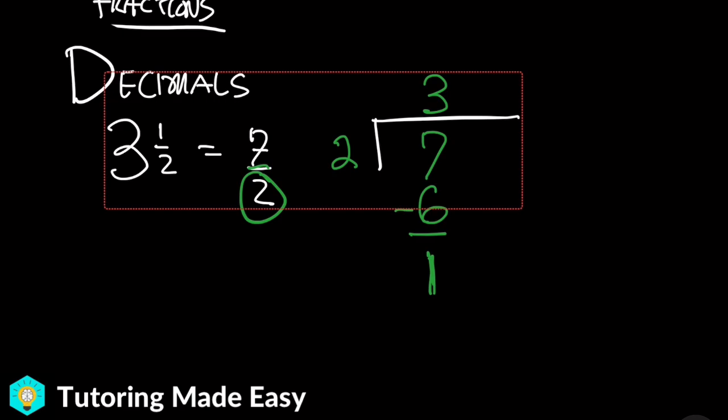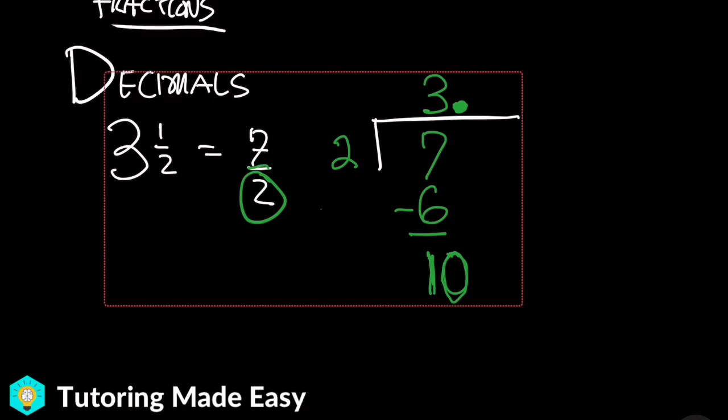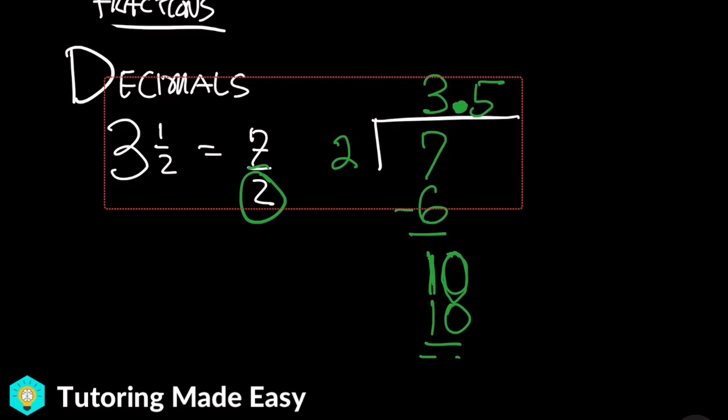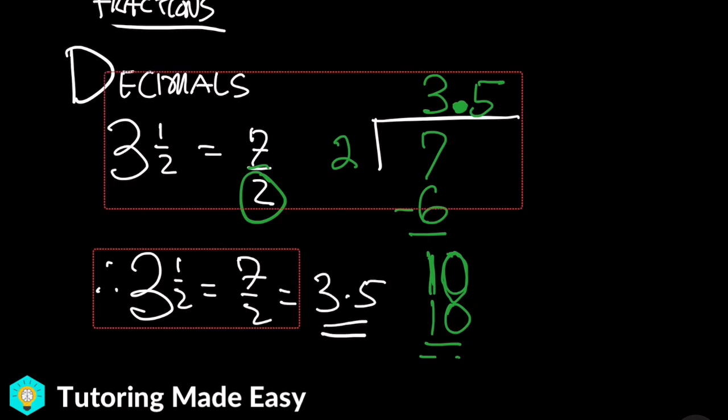It's not possible to multiply something by 2 to get 1. And because of that, we're going to introduce what we call a decimal point up here. And the moment we introduce a decimal point, we add 0 to the 1 here. Now, what can we multiply by 2 to get 10? That number is actually 5. So 5 times 2 gives us 10. And then it is finished. Therefore, we can conclude that 3 whole number 1/2 is the same as 7/2, and it's the same as 3.5, which is a decimal.